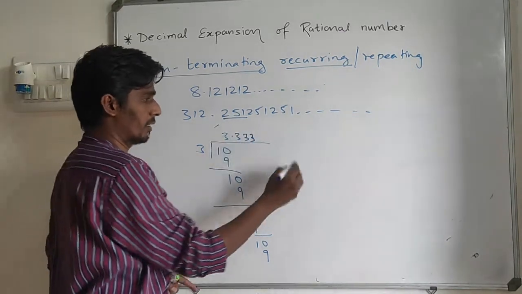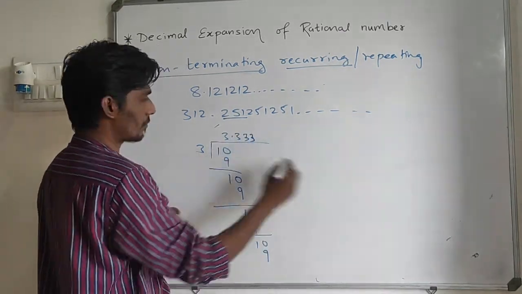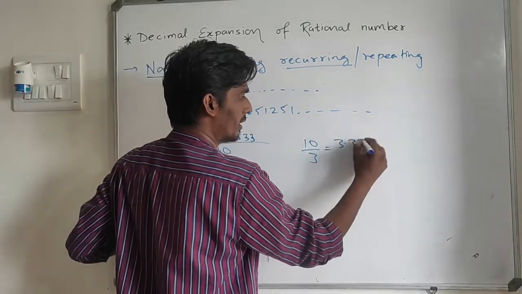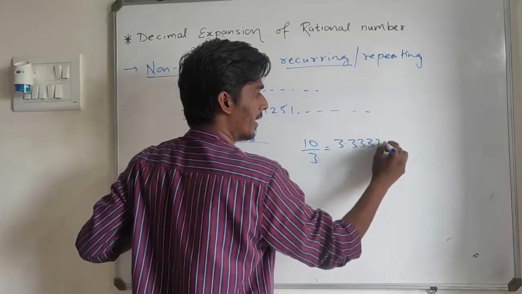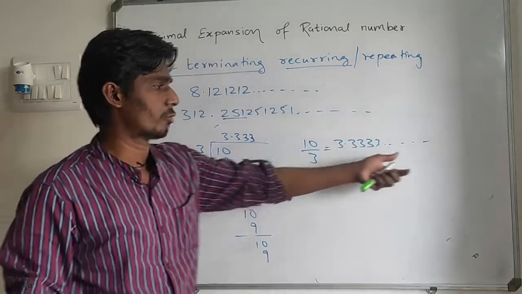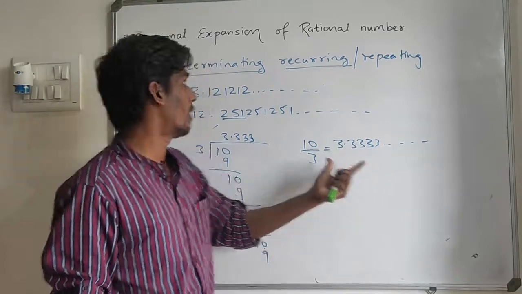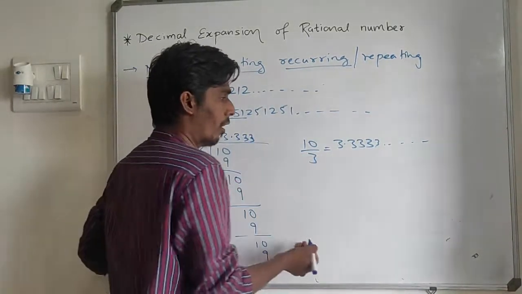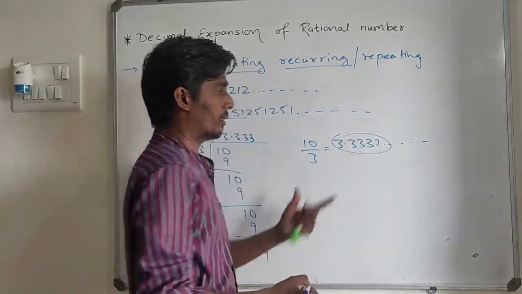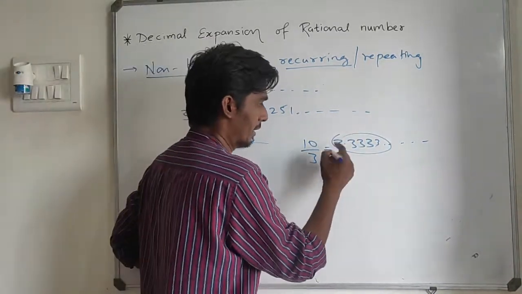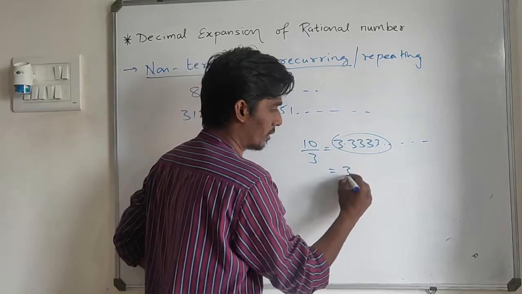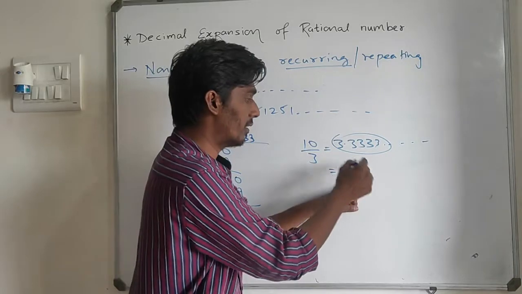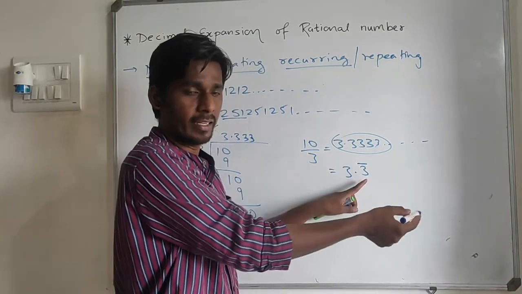So this type of decimal answer I am going to write: 10 divided by 3, its answer is 3.3333, and it keeps on coming like this only. So this type of decimal is a non-terminating recurring decimal, because we can convert this into a bar form. Now what is this bar form? I can write this 3.3 as 3.3 bar. This bar says the decimal which is repeating again and again.